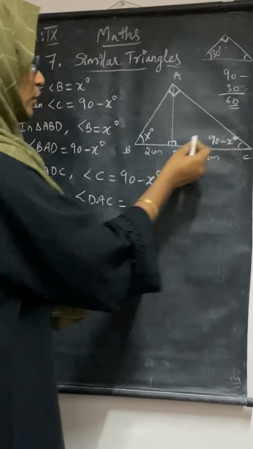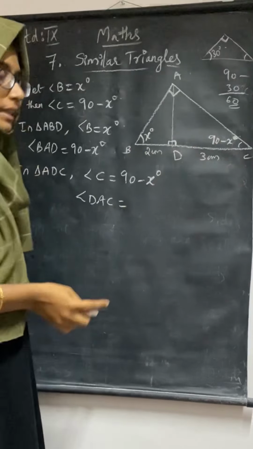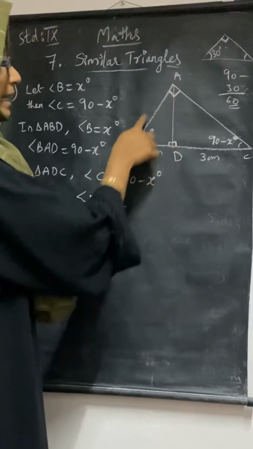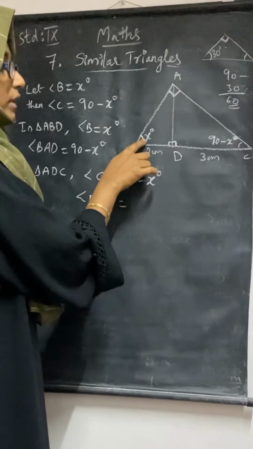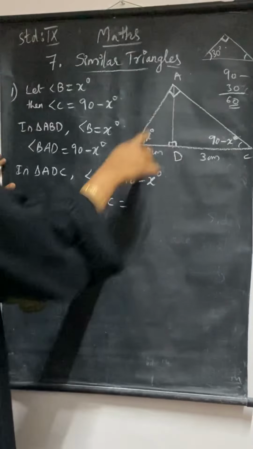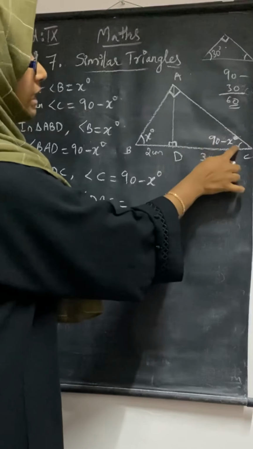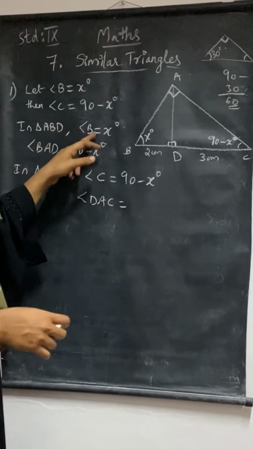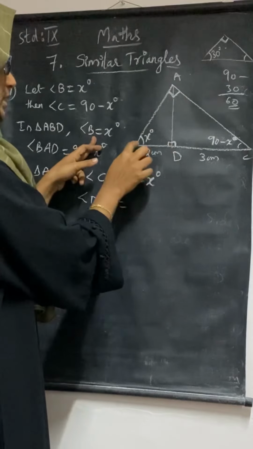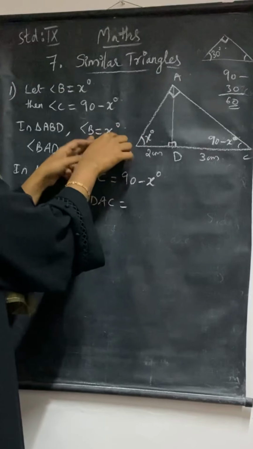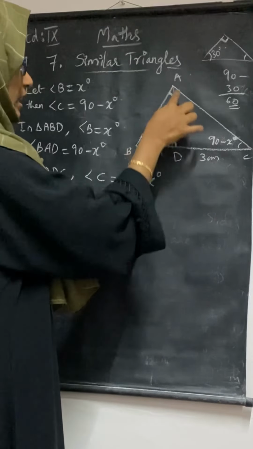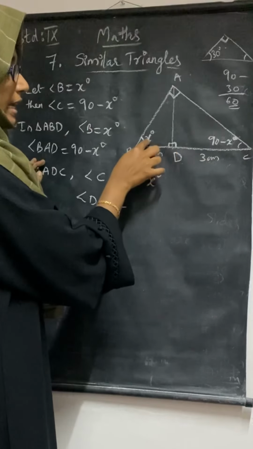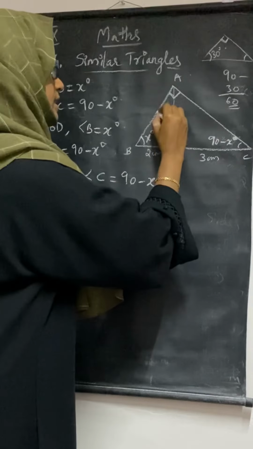Now look at your triangles ABD and ADC. In ABD, one angle is 90 degree, another is X degree, and the third is missing. In ADC, 90 degree is there, 90 minus X degree is there, and the third is missing. So you have to find that angle. In ABD, angle B is X, and angle BAD you have to find out. Just now we found 90 and X, so the remaining will be 90 minus X.